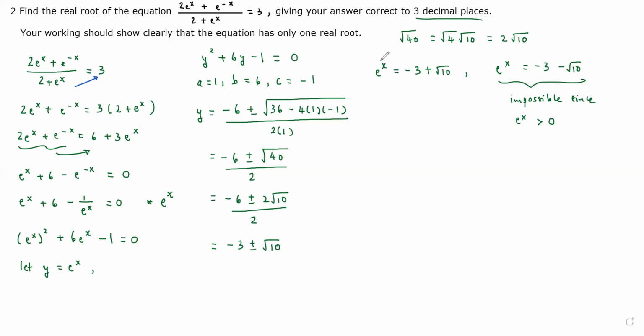In order to find the value of x, we take the log of both sides. So on the left, we have x. On the right, we have ln of negative 3 plus the square root of 10. Since your answer is correct to 3 decimal places, we evaluate this using the calculator, which is negative 1.818.